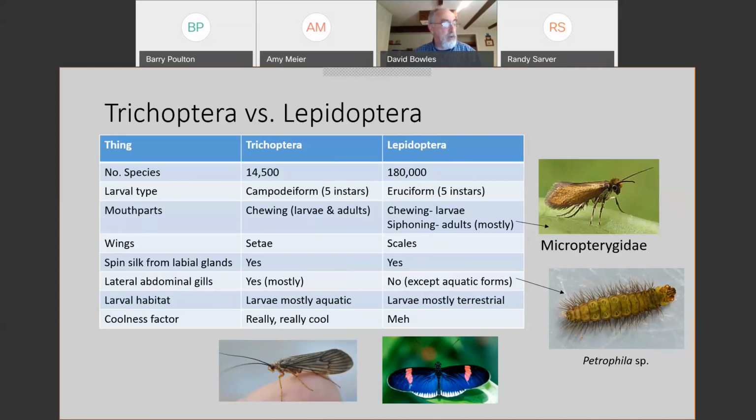And then it gets down to the coolness factor. Caddisflies, and I'm somewhat biased here, are really, really cool. And butterflies, you've seen one, you've seen them all. I do that joke for some of my Lepidopterist friends, and they always act excited about it. But we have fun doing those kinds of things. I do like butterflies and moths.